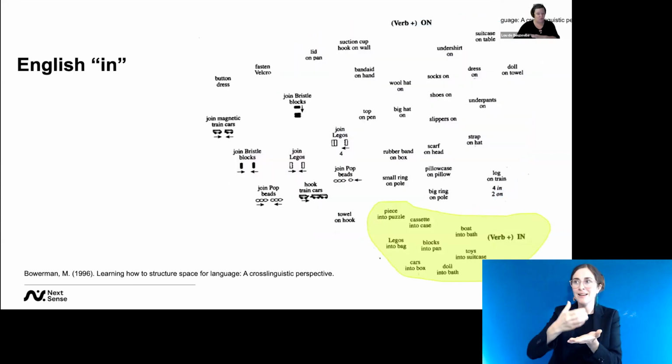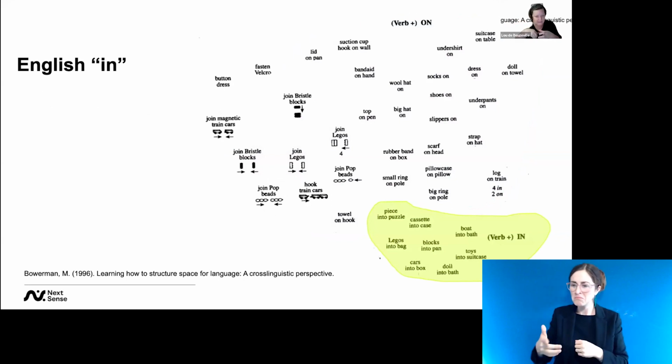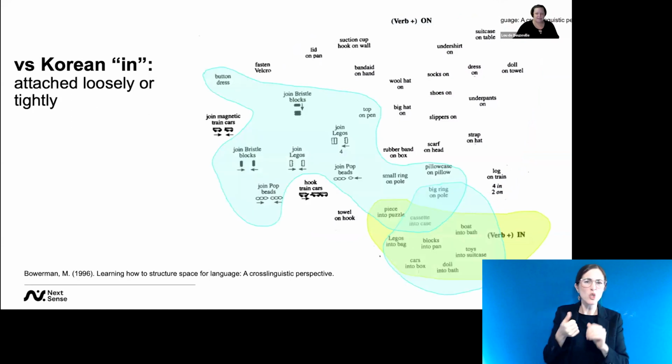Similarly, these are all in English. It seems really obvious because we think there's a container of some sort, there's a hole in it in some way, and things go into that hole. It seems like that's just really obvious. In Korean, if they go in tightly or they go in loosely, it's a different word. So the way you join Lego or button a dress has a word like in, tightly, whereas putting something into a small thing in a bag is loose. It's not a tight fit, so it gets a different word.